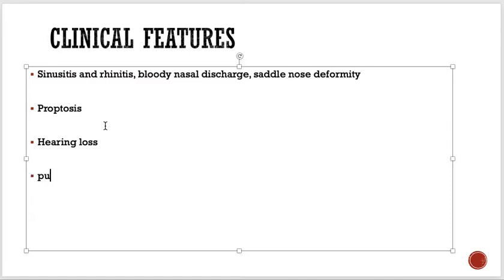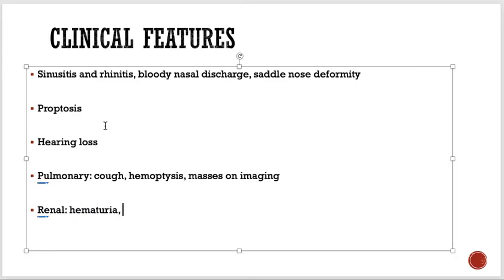And then they have pulmonary features: they present with cough, with hemoptysis, and on chest X-ray or imaging you can find masses. And then they have renal involvement, as I told you. Renal involvement comes with hematuria, because remember, it causes glomerulonephritis, and proteinuria. You have done what hematuria and proteinuria are, and all the other features of renal failure, like elevated urea and creatinine.